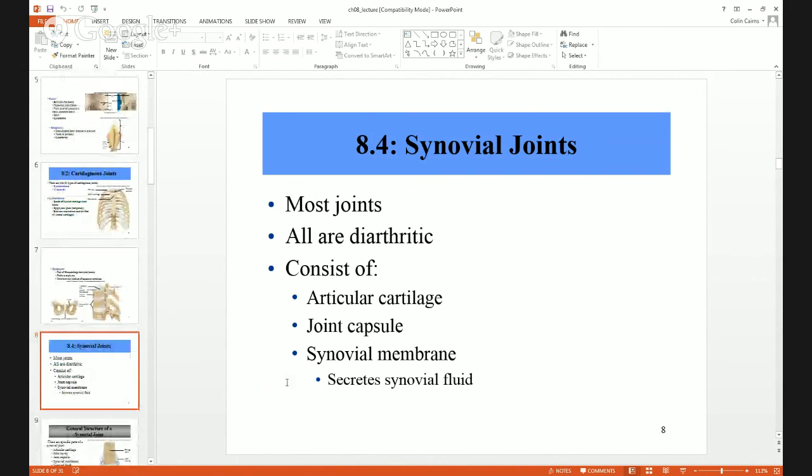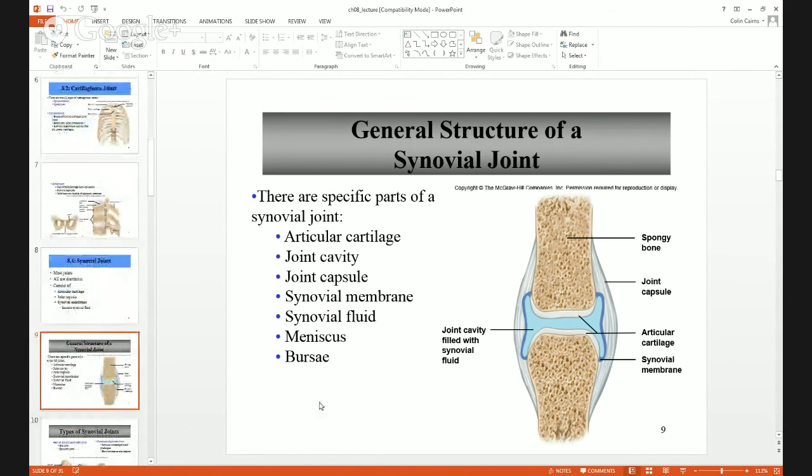Synovial joints. Most joints are synovial joints. They're all diarthrotic or freely moving. They consist of articular cartilage, a joint capsule, and synovial membrane, which secretes synovial fluid. And looking at the general structure of a synovial joint, you'll see that there's articular cartilage surrounding the bone. There's a joint cavity filled with synovial fluid. That is surrounded by a joint capsule itself. And 2 types are the meniscus in the knee and also the bursa. You find a bursa in the shoulder.